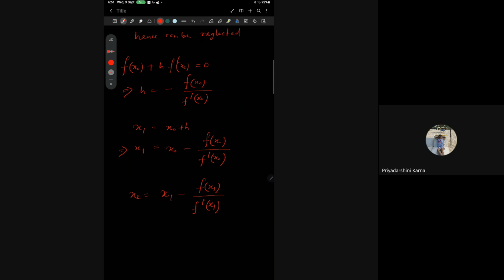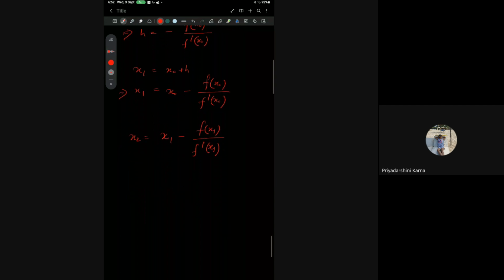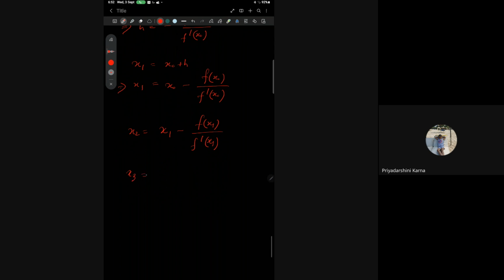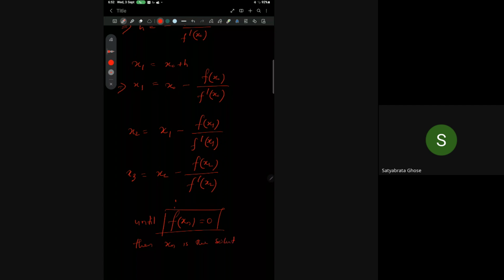If x2 is the solution then it is fine, but if x2 is also not a solution, then we will go to x3, which is equal to x2 minus f of x2 by f prime x2. We will continue until f of xn is equal to 0. Where our f of xn becomes 0, then xn is the solution.